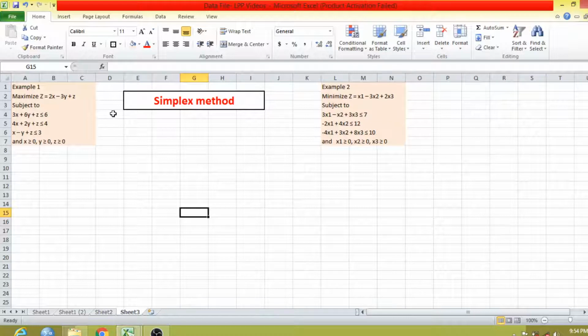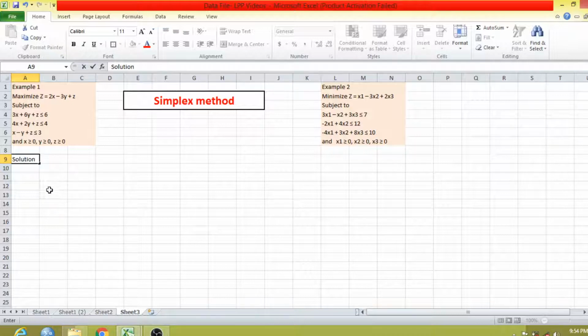One is given as example one, that is maximize, and the second is minimize. So one by one we will solve these problems with the help of Data Solver. Okay, so let us start. For the first problem, the solution will be: first we will identify how many decision variables have been given.